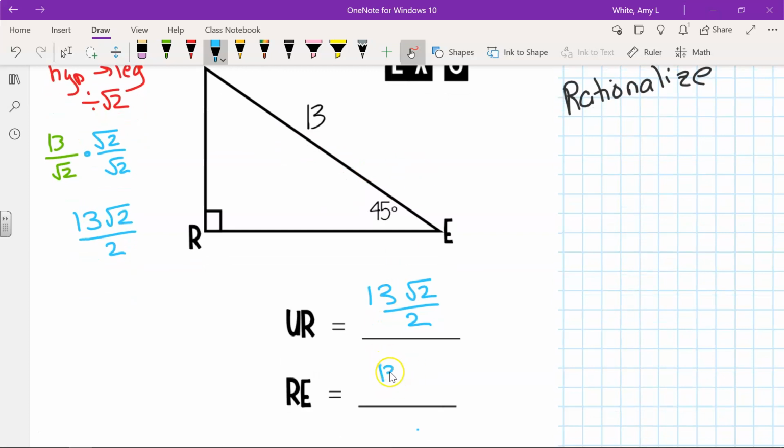And those are some examples of how we can calculate side lengths knowing our rules for a 45-45-90 triangle.